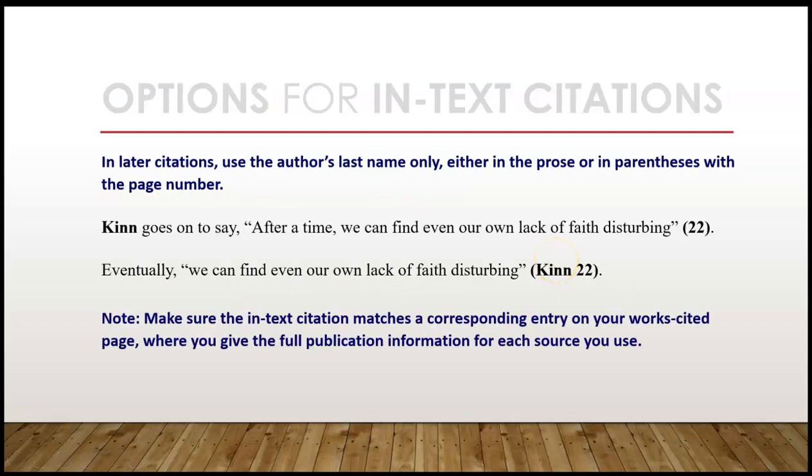All right, more options for in-text citations. Following what we just learned, in later citations, use the author's last name only, either in the prose or in the parentheses with the page number. So here we don't see Anna, we just see Kin. Kin goes on to say, "After a time, we can find even our own lack of faith disturbing," and that's found on page 22. You also can change things up, of course, and put the author's last name in the parenthetical with your page number. And here we can see eventually, the quote, and then Kin back here, 22. So you've got some options you can play with in your paper.